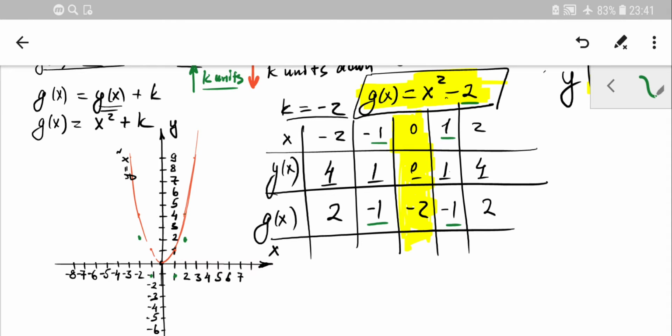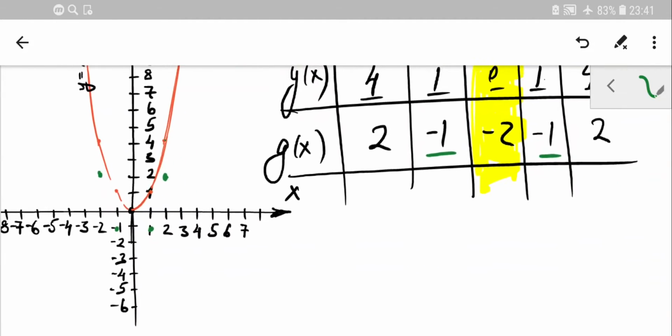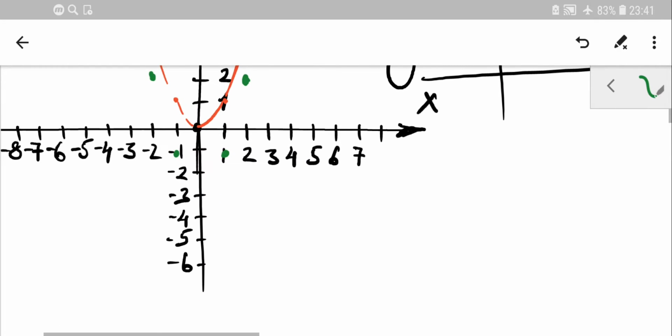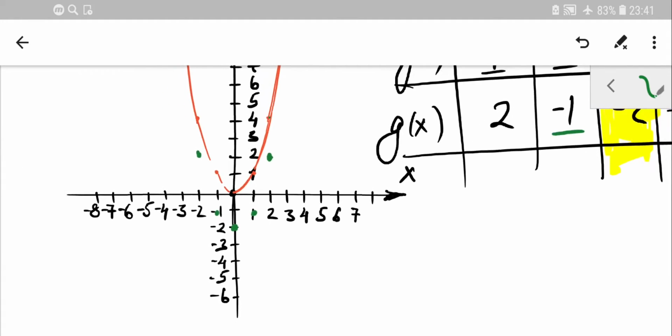Okay, in our case, k equals -2. And that's it. What about 0? So 0 goes down by 2 units. Actually, from 0, the vertex falls down 2 units. Okay, so that's the vertex.